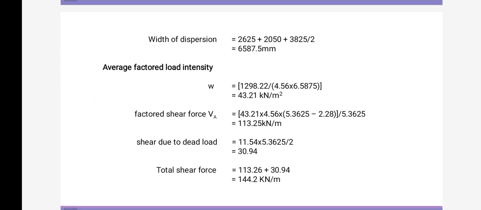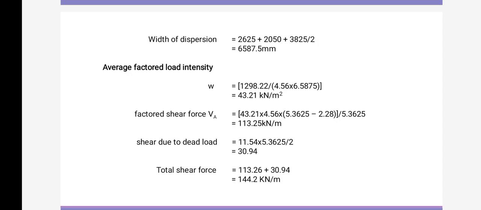So width of dispersion is equal to answer 6587.5 mm. And average factor load intensity, first W, is equal to answer 43.21 kilonewton per meter square. So find out the factor CFOs VA.